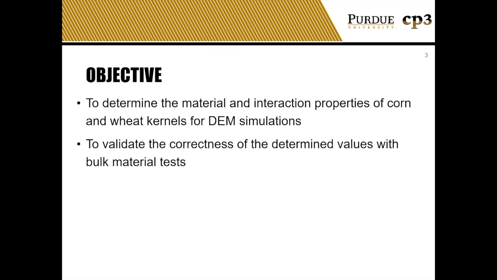The current study aims to determine the material and interaction properties of corn and wheat kernels from literature values, direct measurement tests, and calibration tests. The Young's modulus, Poisson's ratio, and interparticle coefficient of restitution were adopted from literature. The particle shape, mass, particle wall, and interparticle friction coefficients were experimentally measured. The particle wall coefficient of restitution was estimated using a calibration method. Bulk material tests were conducted to validate the determined values.